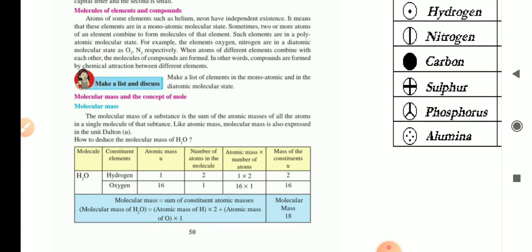So molecule H2O, that is water, constituent elements hydrogen and oxygen, atomic mass 1 and 16, number of atoms in the molecule hydrogen 2 atoms, oxygen 1. Atomic mass into number of atoms is hydrogen 1 into 2 and oxygen 16 into 1. So the mass of the constituents is 2 plus 16, that is, molecular mass is equal to 18. Molecular mass is equal to sum of the constituent atomic masses. So molecular mass of water is equal to atomic mass of hydrogen into 2 plus atomic mass of oxygen into 1. So I hope you have understood this.